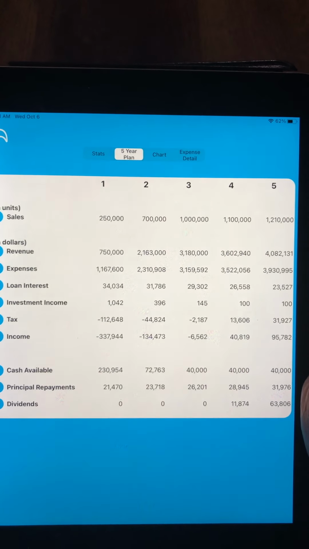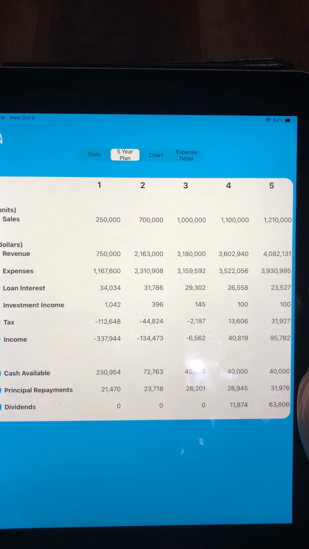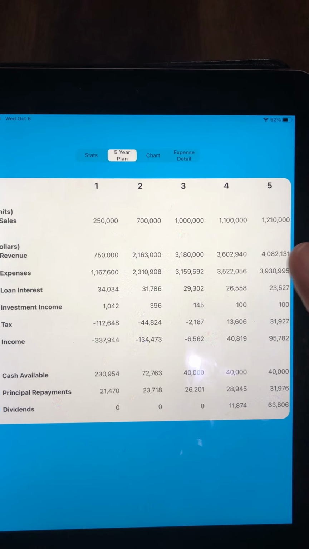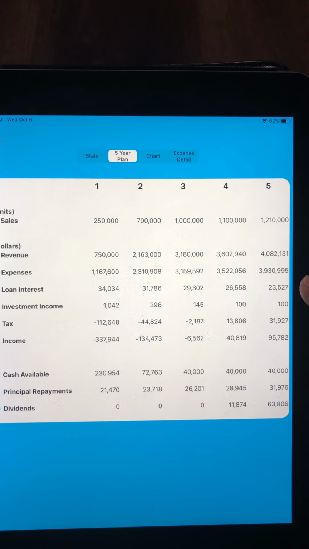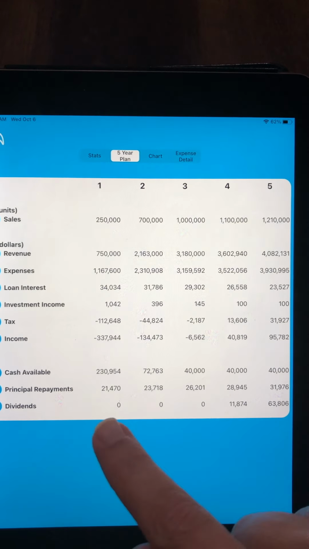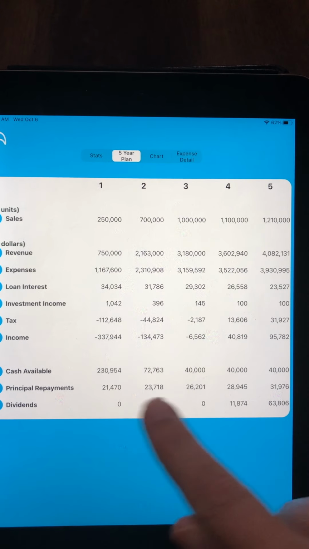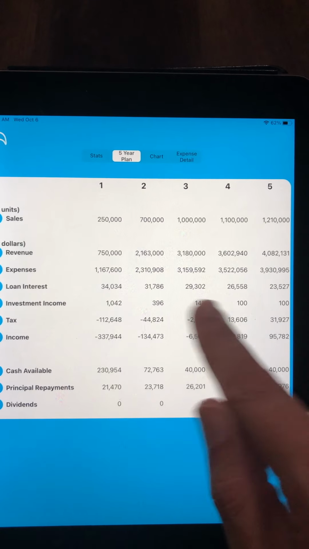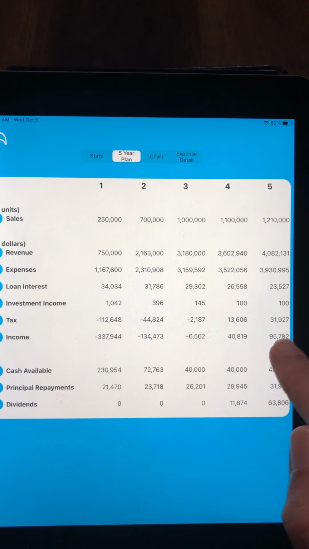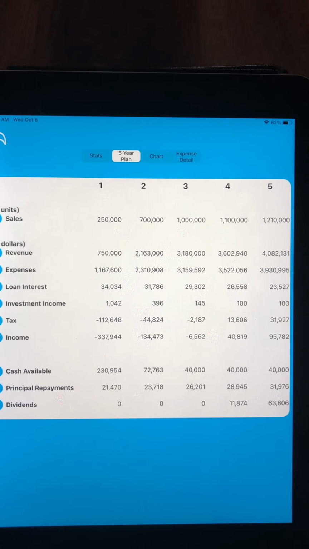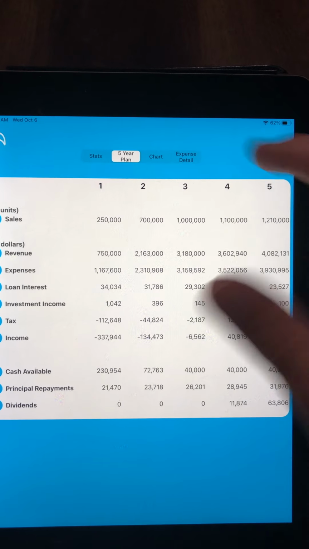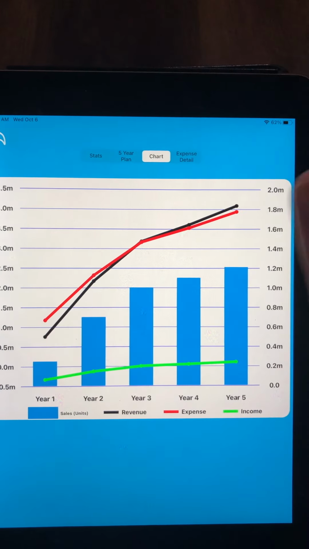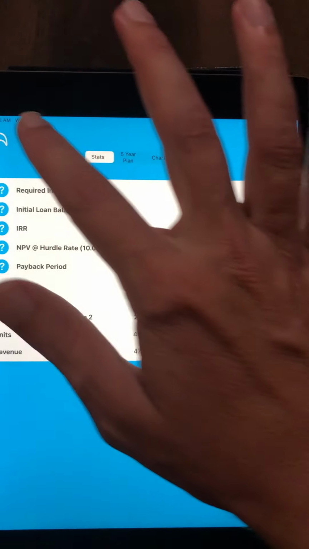But when I come here and I go and look at my income, now I have something where I'm paying loan interest. Now I do have the principal repayments down here that show me how I'm paying back the loan, but this is my actual cost of the loan interest, so I'm making less money, but I put in less money of my own initially for the higher return. Same thing with the chart and expense details.